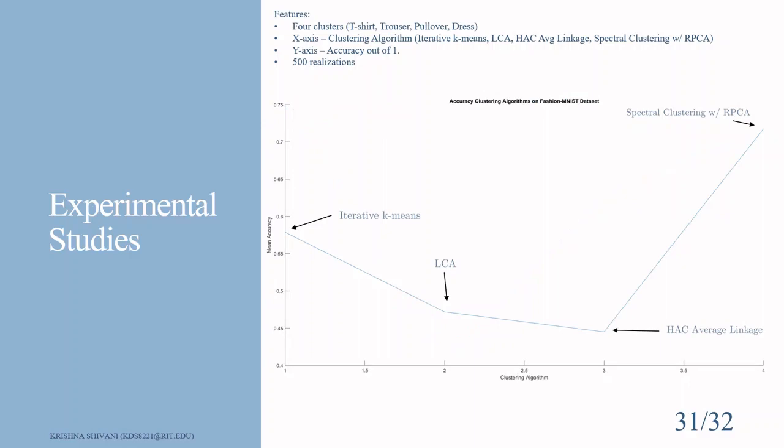For fashion MNIST, we see very different results with iterative k-means at 56%, far below spectral clustering with 73% accuracy. HAC surprisingly not only coming behind LCA, but also coming last. Overall, all algorithms are quite considerably underperforming for this dataset.